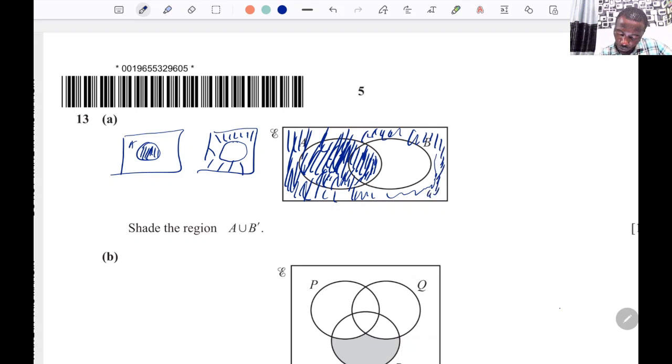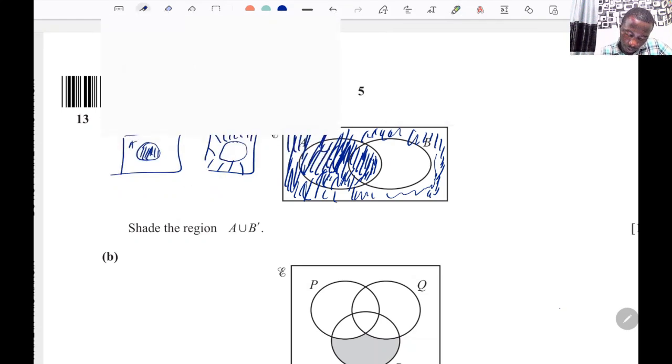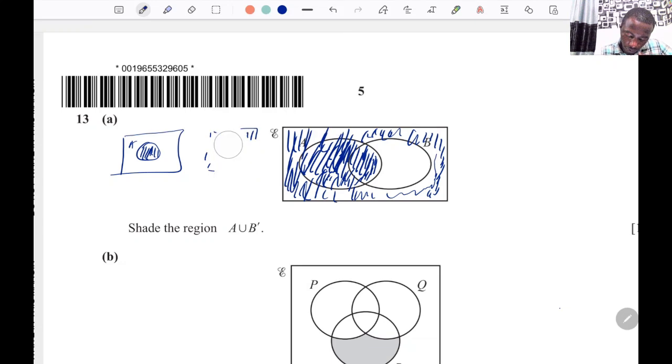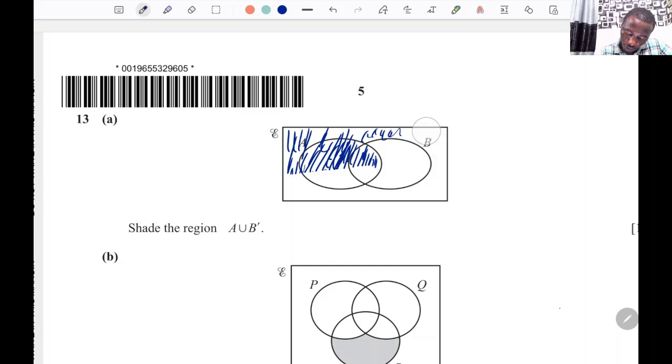Now, if you don't understand using this system to know exactly where you're going to shade, you can assign numbers to it. Let me show you how to do that.